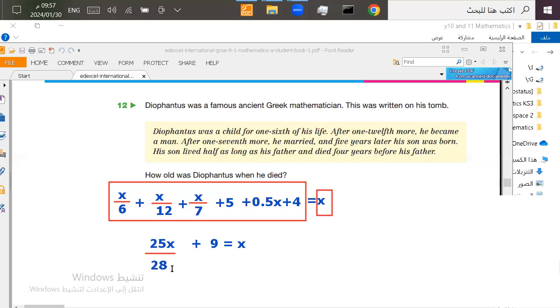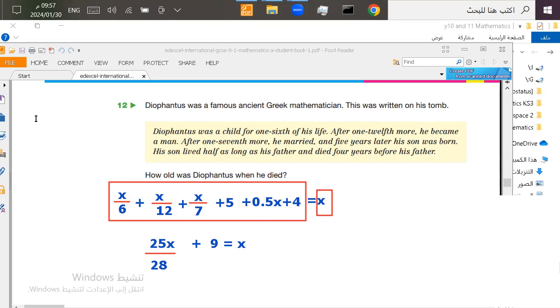So the lowest common multiple for all of the numbers in the denominator is going to be 28. Then 28 can be divided by 6, it can be divided by 12, it can be divided by 7, and it can be divided by 2. So it's the lowest common multiple for all of them. I used the calculator very fast, so it gave me 25 over 28. Okay. So you can do it using the lowest common multiple for all the four numbers. This is 1 over 2, of course.